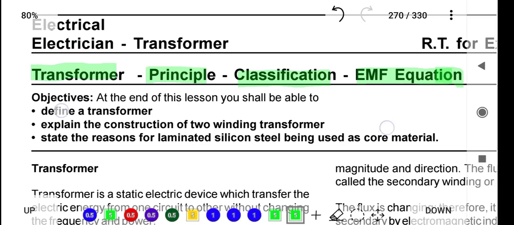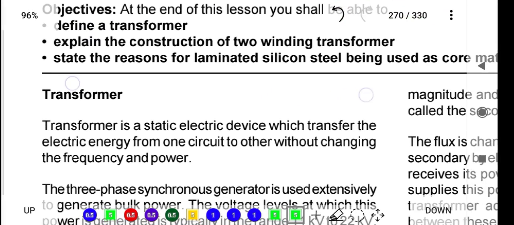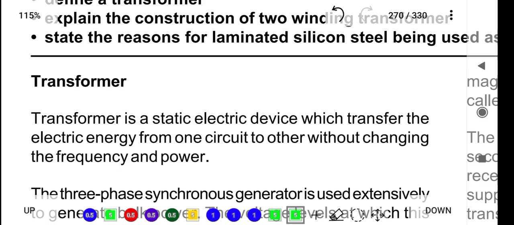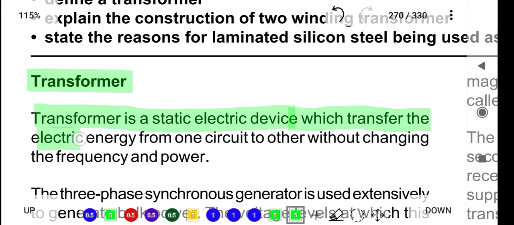Let's start the class. This is the first transformer theory class. First we will see what a transformer is. In this video I will explain what a transformer is. So friends, this is the definition of a transformer: a transformer is a static electric device which transfers electrical energy from one circuit to another without changing the frequency and power.